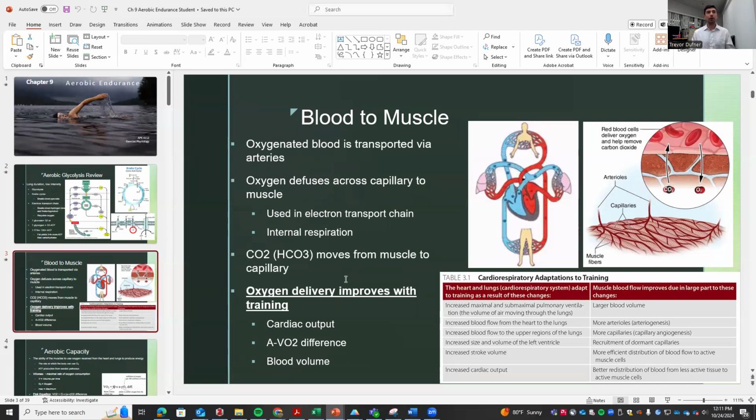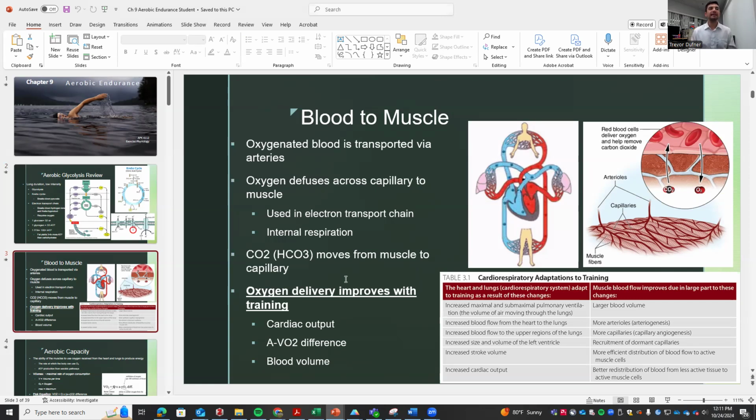And what we talked about before, what's the reason why there's a higher AVO2 difference? Why is there a bigger difference between the arterial side and the venous side? Well, because the muscles are extracting more oxygen. And why would they be extracting more oxygen? Well, because they're utilizing more oxygen. Remember, the muscles aren't just going to take in more oxygen for no reason. This is happening through simple diffusion. And so if more oxygen is moving into the tissue, that means that more oxygen is being utilized in the tissue by the mitochondria, right? And more oxygen is being utilized by the mitochondria because either there is more mitochondria, they are larger, or they are more efficient at utilizing that oxygen.